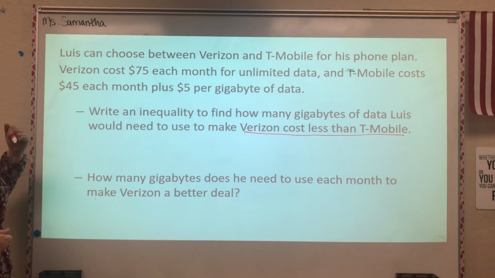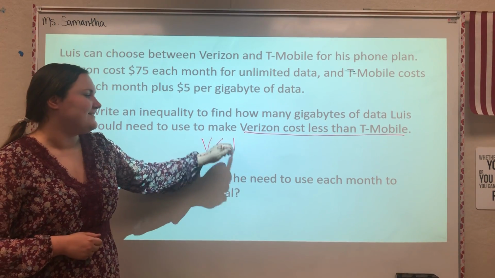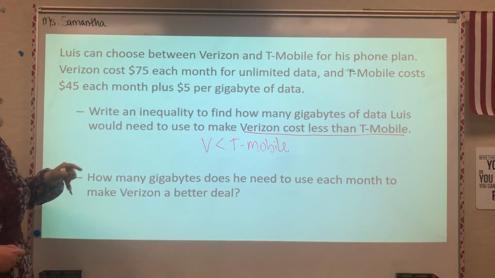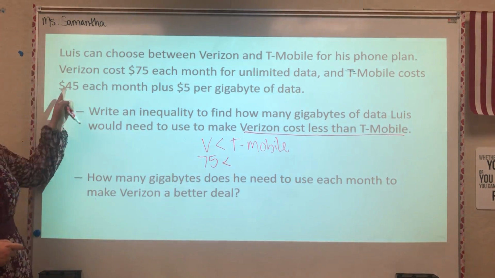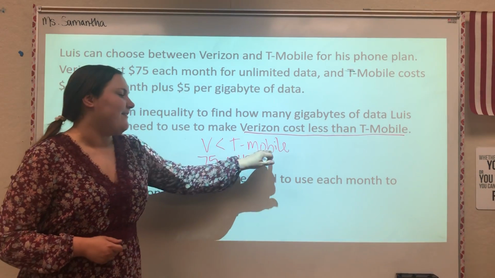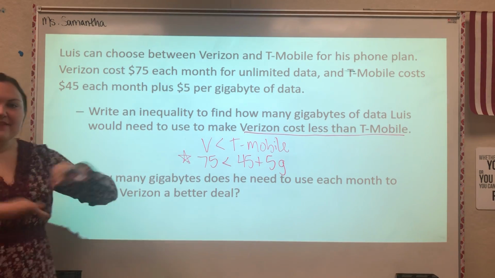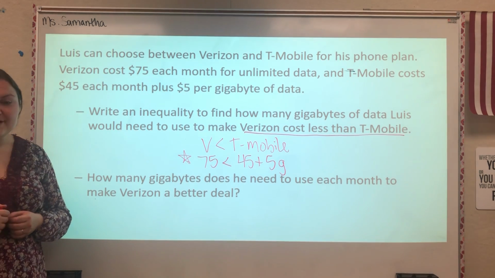All right. The inequality we'd want to use if we want Verizon to cost less than T-Mobile, you would want your inequality to say Verizon, which is 75, needs to be less than T-Mobile, which is the 45 plus the 5 per gigabyte. So this right here is that inequality. Now that we've agreed on an inequality, answer our second question. How many gigabytes does he need to use each month to make Verizon a better deal? What do you think?